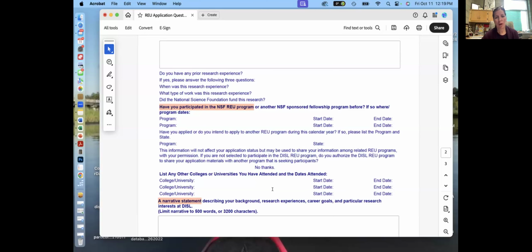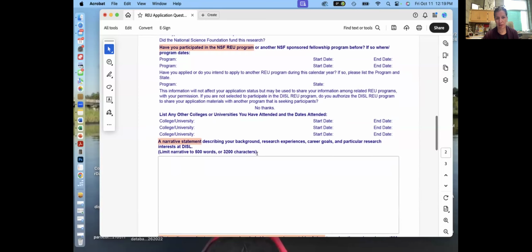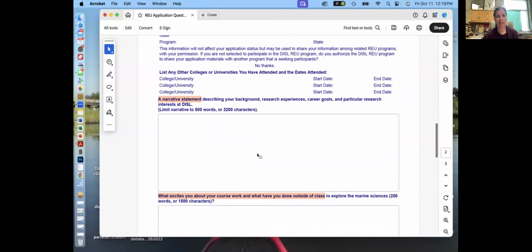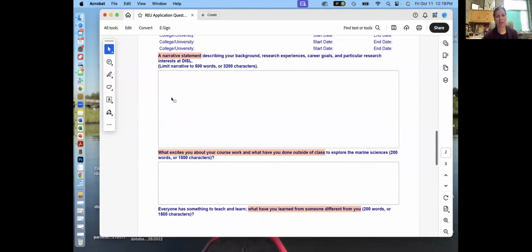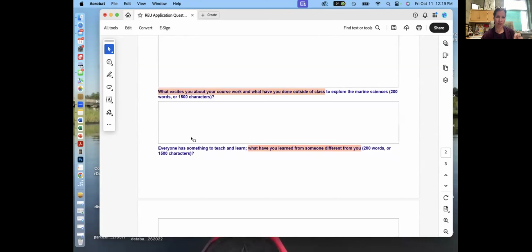And then some of these other things we're probably going to drop off, like other colleges and universities you've attended. We never use that information. But then these are our short narratives. One is just a little personal statement, which we'll probably keep just because ETAP automatically asks that. And it looks like most other programs kind of have that. So I figured if students are going to write it anyway, we might as well go ahead and take the narrative statement. And then we have two other questions that we like to ask.